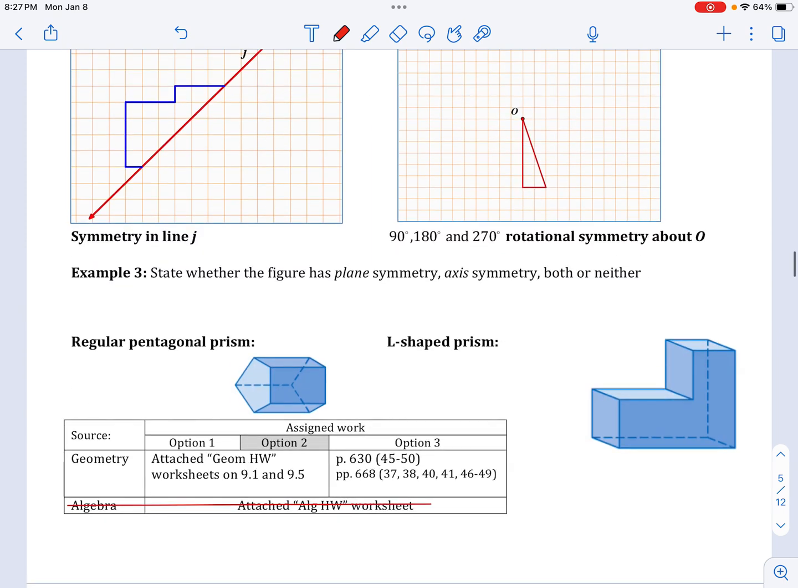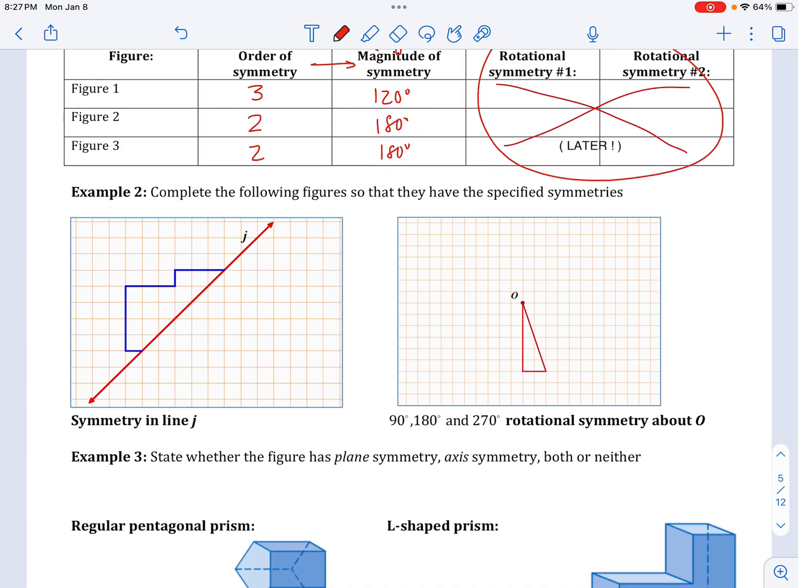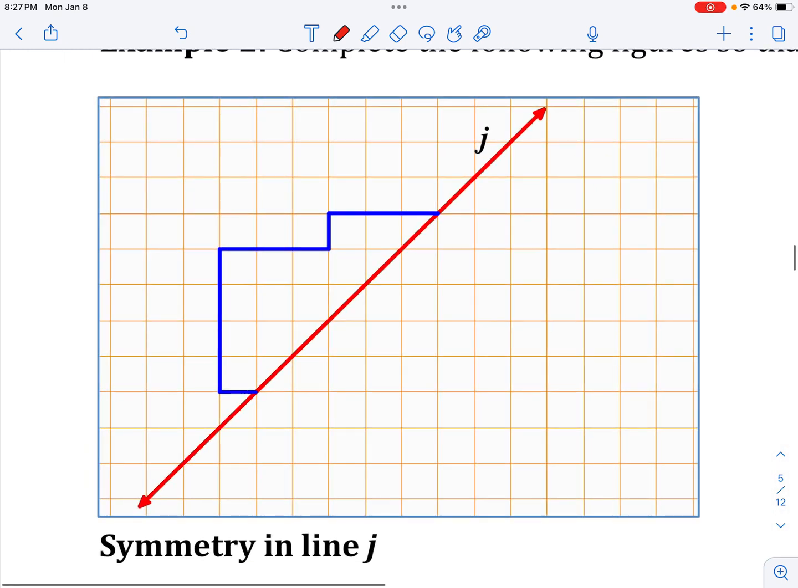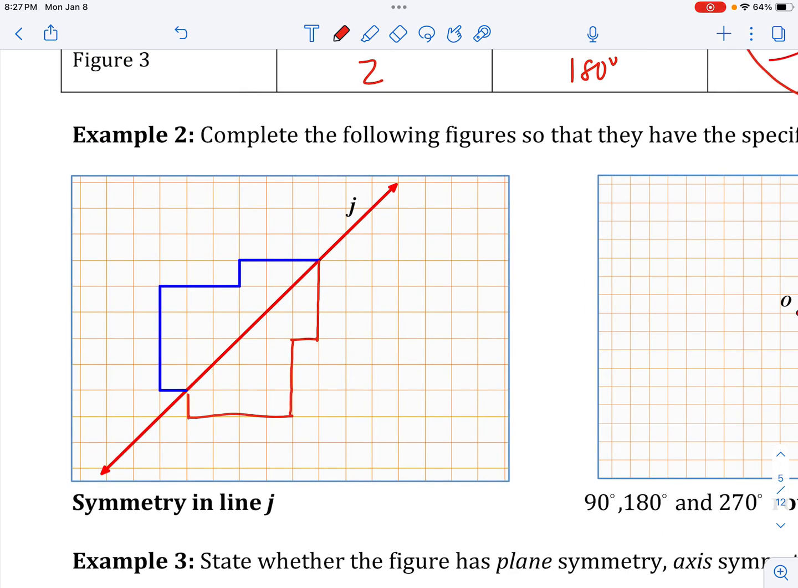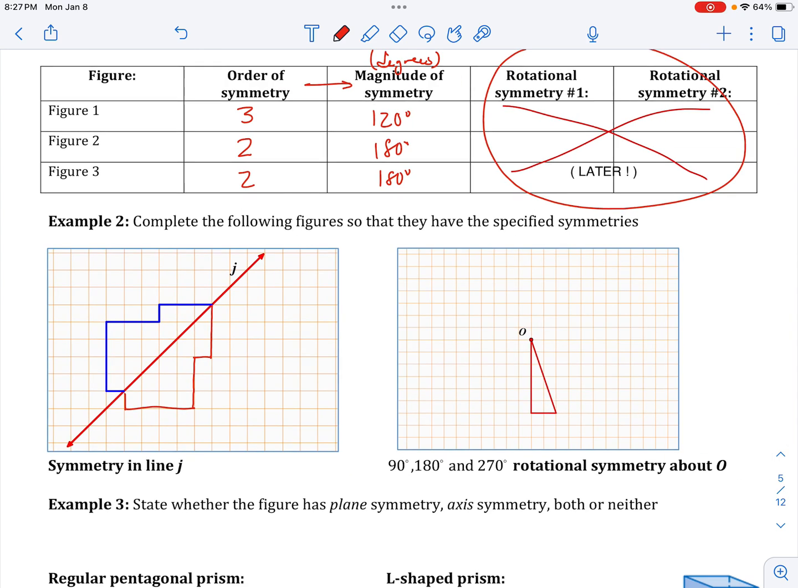But let's complete some diagrams, and I think we're almost done. All right, specified symmetry. Symmetry in line J. I just have to draw the rest of this so that it's a reflection. This is one of those things where you just use your fingers and your eyeballs and complete the picture. You've probably done that in the younger grades.